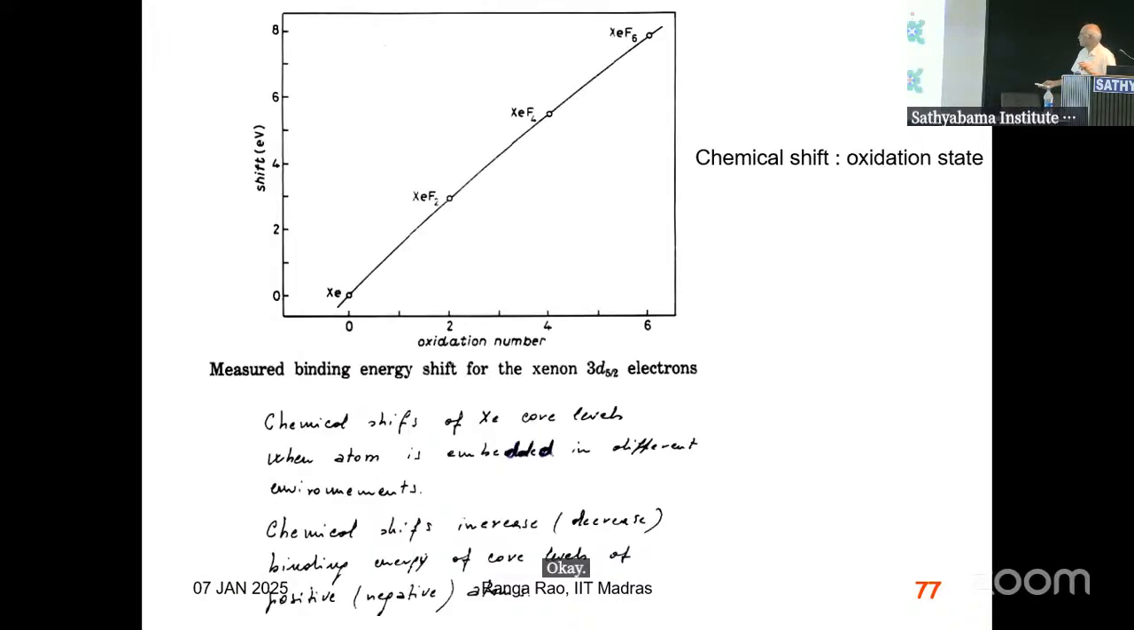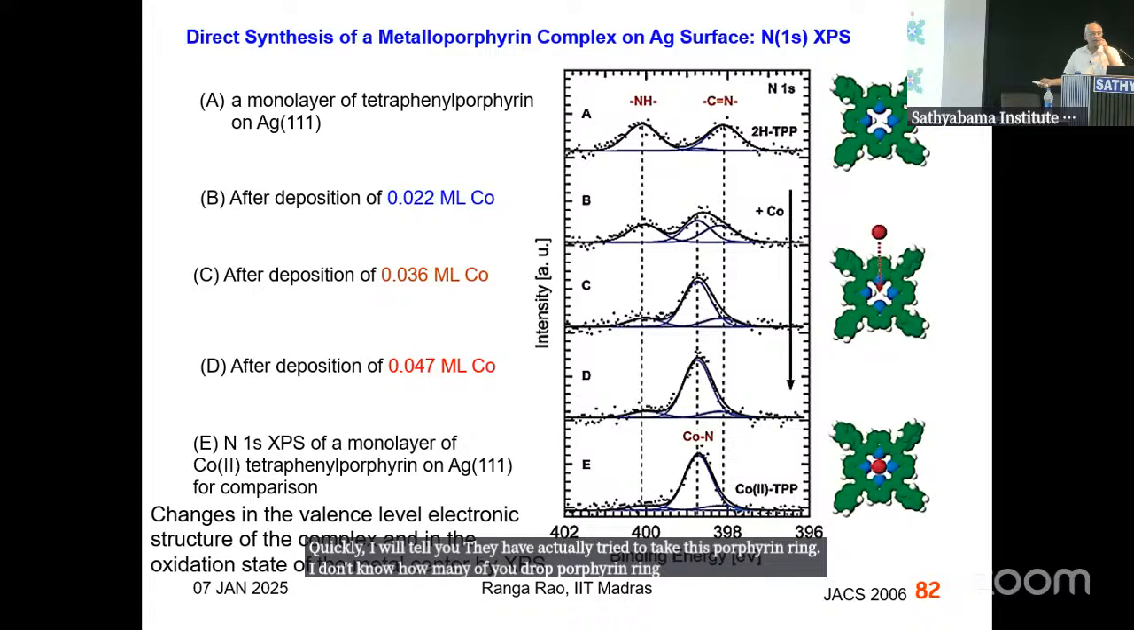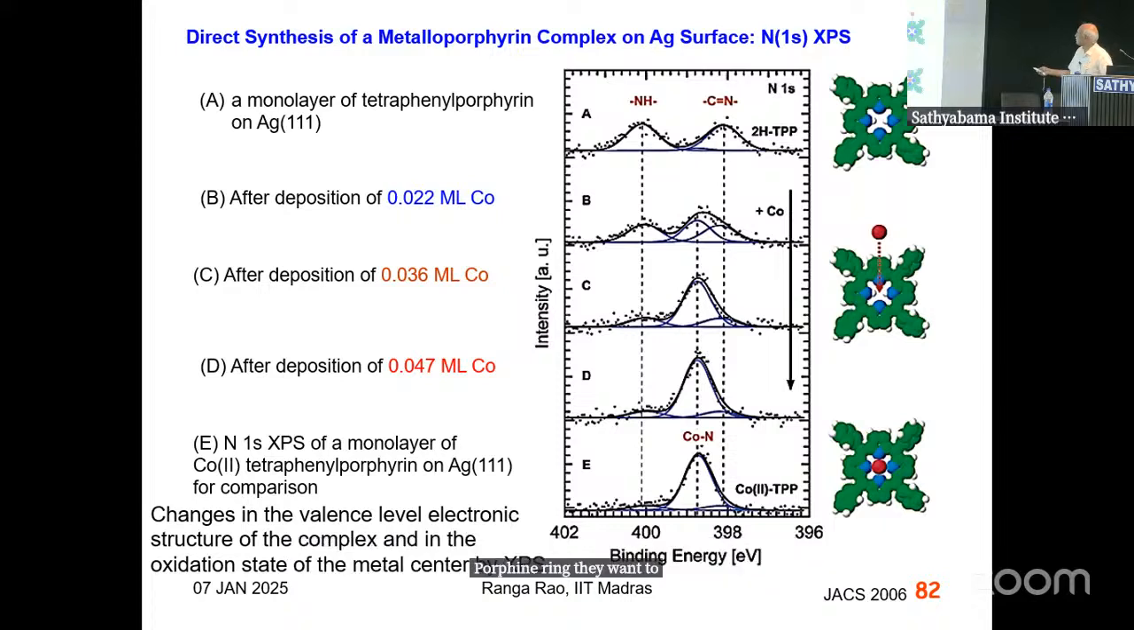Okay, I'll keep shifting. This is a research problem. Quickly, I will tell you. They have actually tried to take this porphyrin ring. I don't know how many of you know the porphyrin ring. Porphyrin rings are there in our blood, in the trees, everywhere. They want to put this cobalt in this.